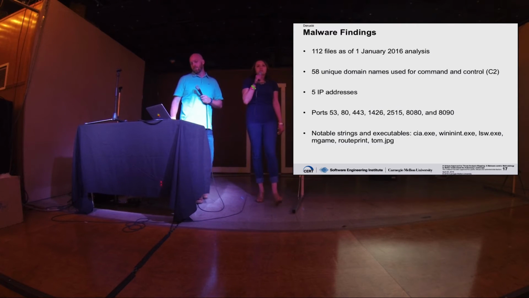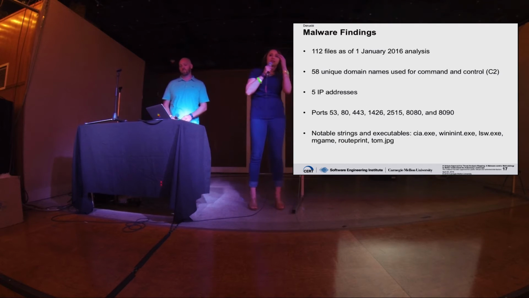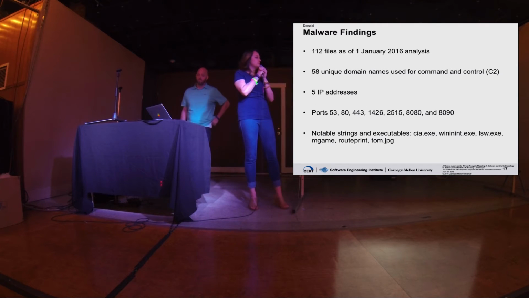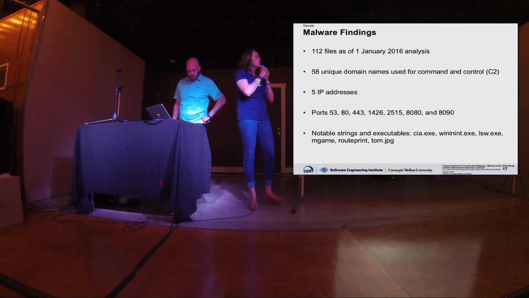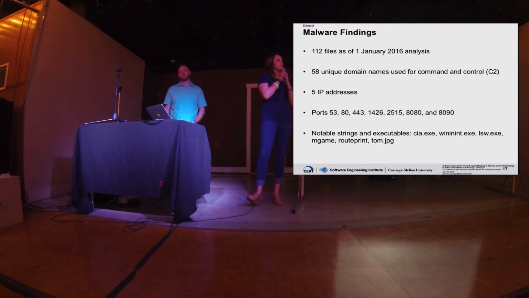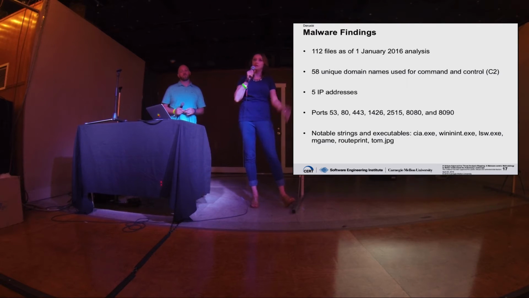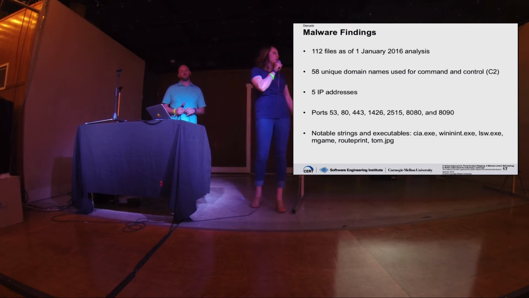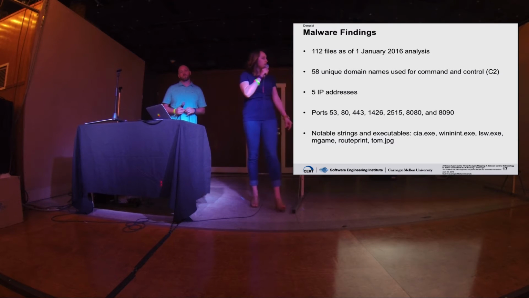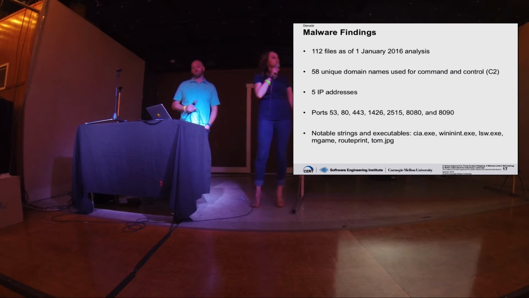So what were some of our findings? We're going to go through each piece and then put it together to derive some conclusions. We had 112 files of Derusbi as of January 2016. We have not collected any more since this date. As of yesterday, I read a report that we put out. Within the configuration dump, there were 58 unique domain names used for C2 and only 5 IP addresses.